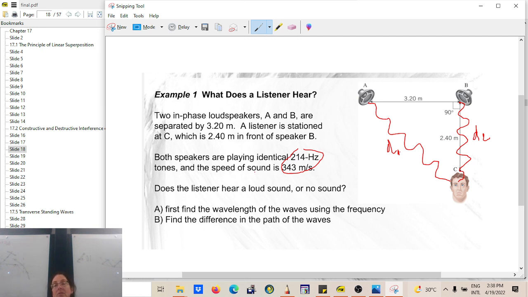So of course, first let's find the wavelength. Can you do that? Okay, let's find the wavelength. So you have the frequency, 214 hertz. The speed, that will be a typical speed of sound. It's about 5 miles, I forgot now, 5 miles in 1 second. Okay, so anyway, find the wavelength.